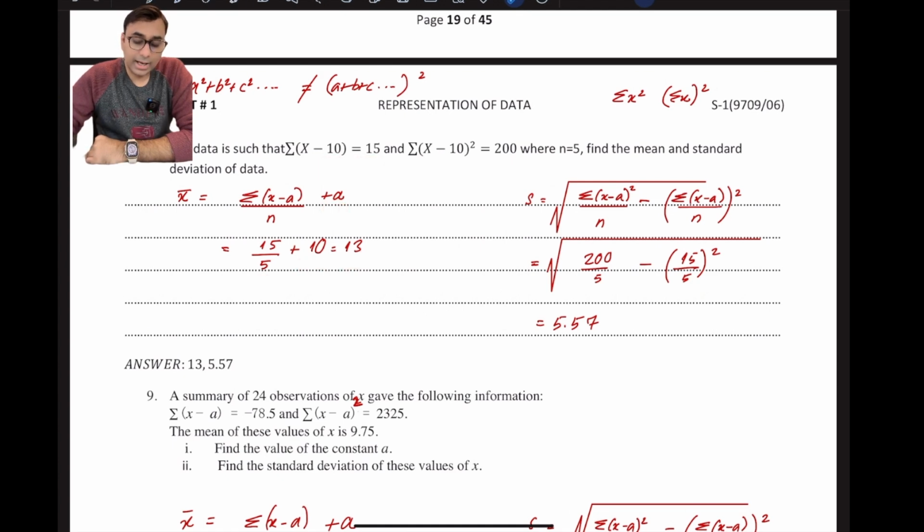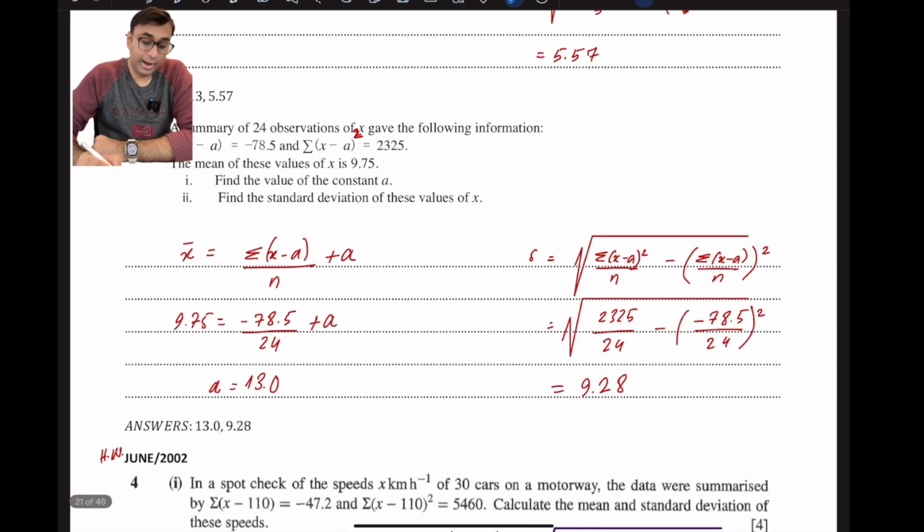And to calculate the standard deviation, I can directly use the coded data, which is sigma x minus a whole square over n. In this case, that's going to be 200 over 5 minus sigma x minus a over n whole square, which in this case is going to be directly 15 upon 5 whole square, and hence I will be able to get myself the standard deviation. Let's have a look at another example.